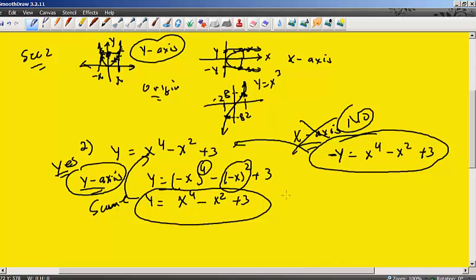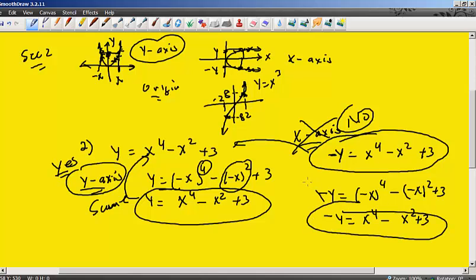Now how do you check for the origin? For the origin, you have to replace both x and y with the negatives. So negative y is equal to negative x to the fourth minus negative x to the second plus 3. Clean it up, and this becomes negative y is equal to x to the fourth minus x to the second plus 3. This is not the same as that, so we say no to the origin. So this thing is only symmetric to the y-axis. Alright, let's do one more.